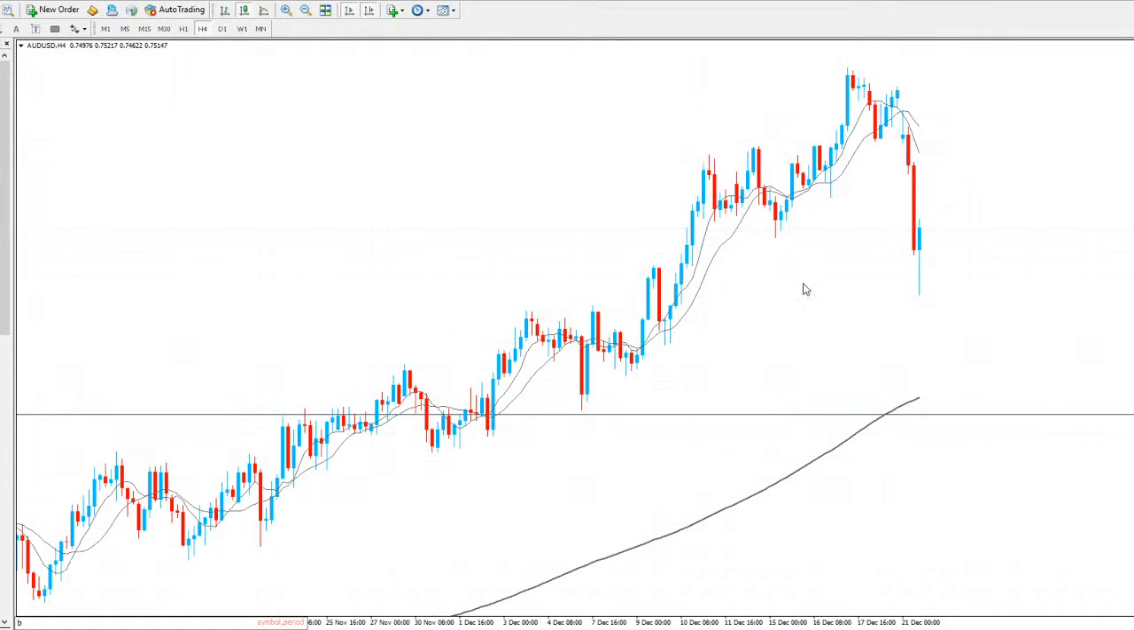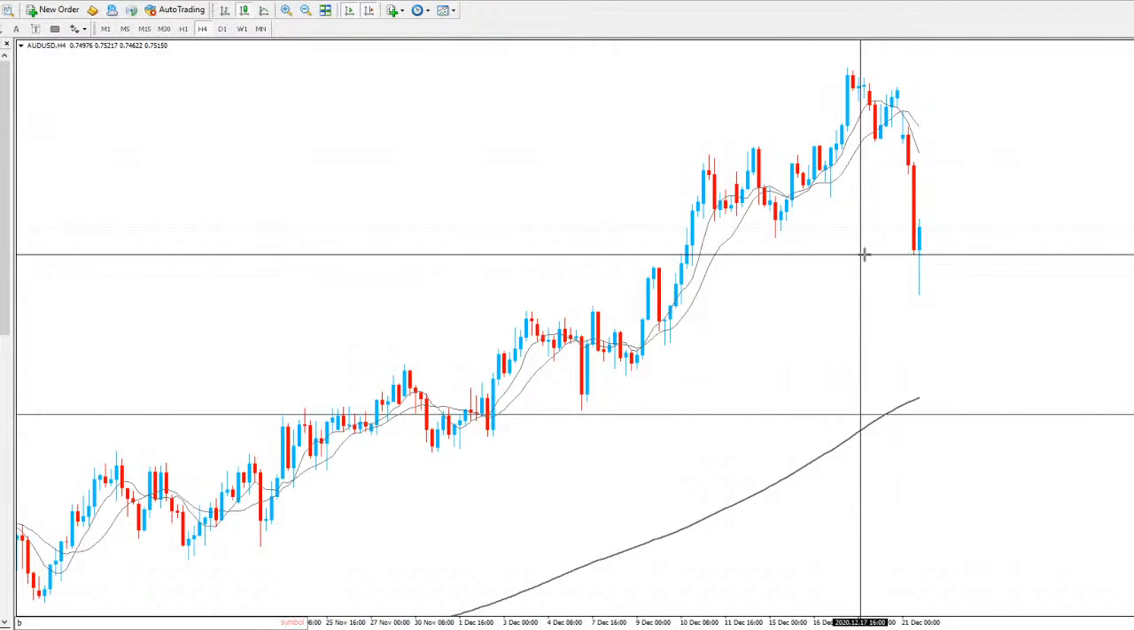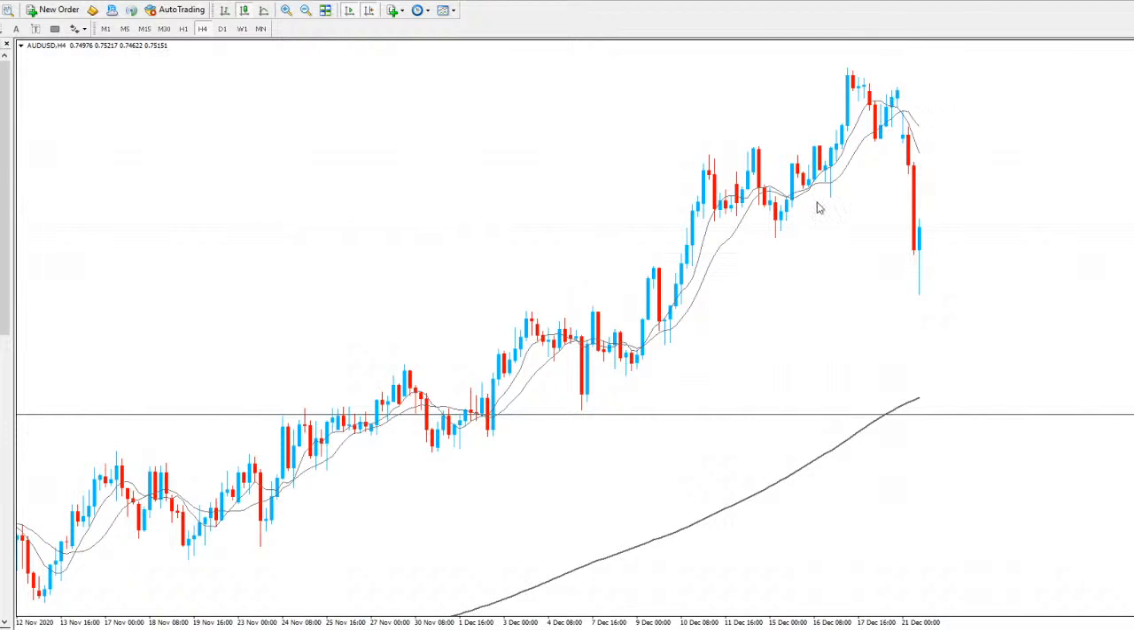So AUD again starting to pull back as expected. We did see a big push to the downside this morning as market opened there, and you do expect to see some retrace in the market there. We had a big push to the downside of over 100 pips there, breaking some previous lows as well.